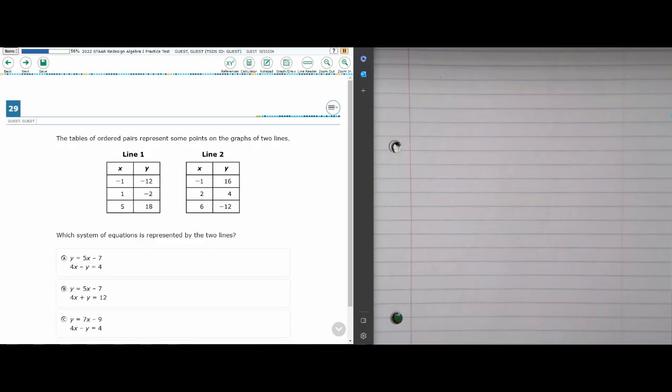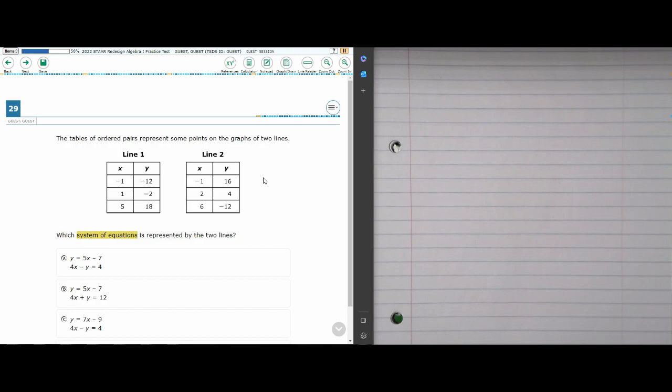Here on number 29, it says the tables of ordered pairs represent some points on the graph of two lines. Which system of equations is represented by the two lines? Now, they gave us a term here. They told us system of equations, and what I hope you remember is that we have some tricks that we can use in our calculator to help with systems of equations to solve this.